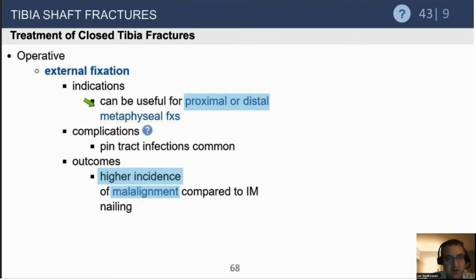External fixation indications can be useful for proximal or distal metaphyseal fractures, especially using a fine wire fixator. Pin tract infections, just like with any external fixator, we're going to see those issues no matter where it's used around the body.